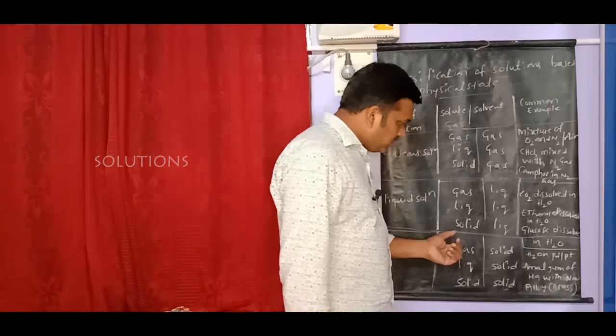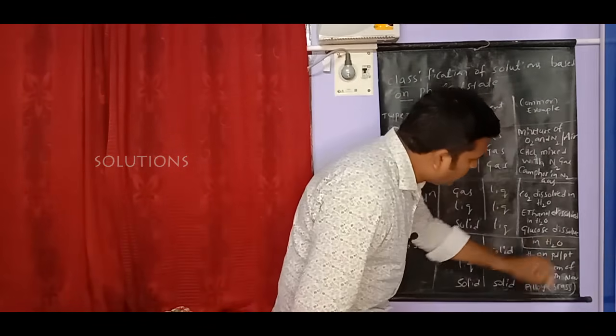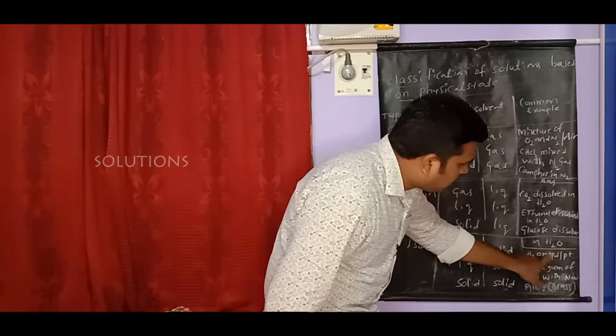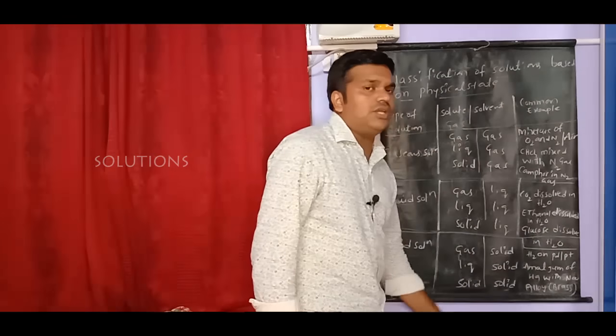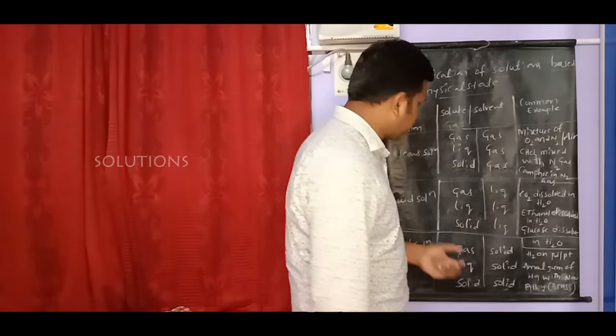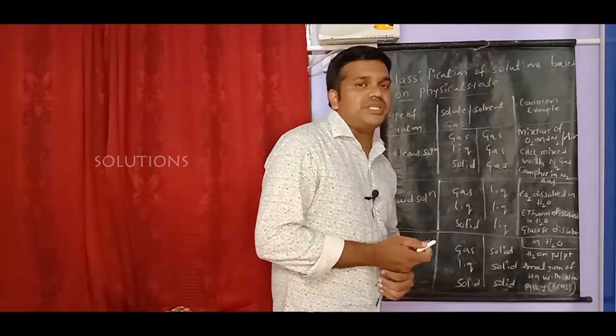Come to the next example, we have solid and liquid. What is the example here? Glucose dissolved in water. Glucose you can take, or sodium chloride you can take. You know, glucose or sodium chloride are in which state here? Solid state. When they are combined with water, they will form a homogeneous solution.